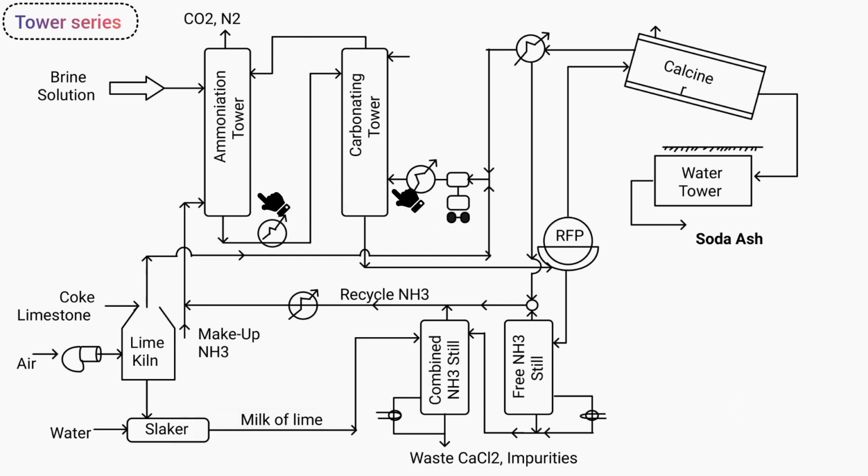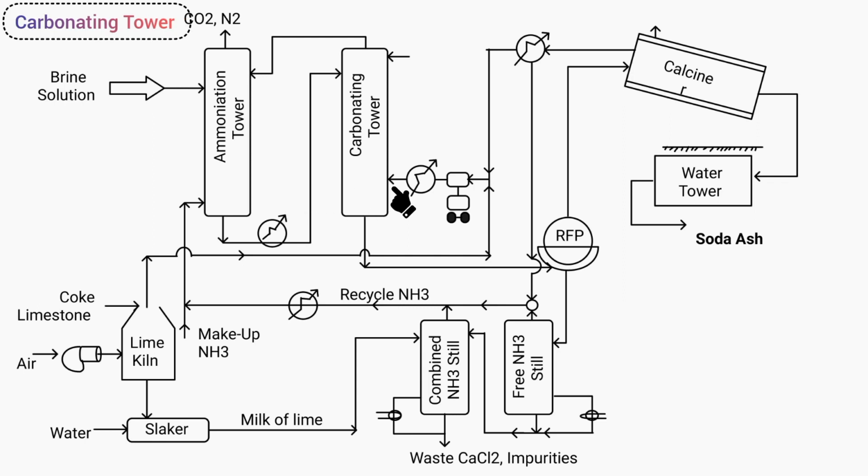These towers, known as the tower series, are used for the washing and cleaning of the brine solution. During this process, ammonia and carbon dioxide are employed to remove sludge containing calcium, magnesium, and iron. This is called an ammoniation tower, where ammonia is dissolved in a solution. In this process, washing is performed using the tower by dissolving ammonia in a brine solution, and some carbon dioxide is also dissolved. Heat is also released during this process.